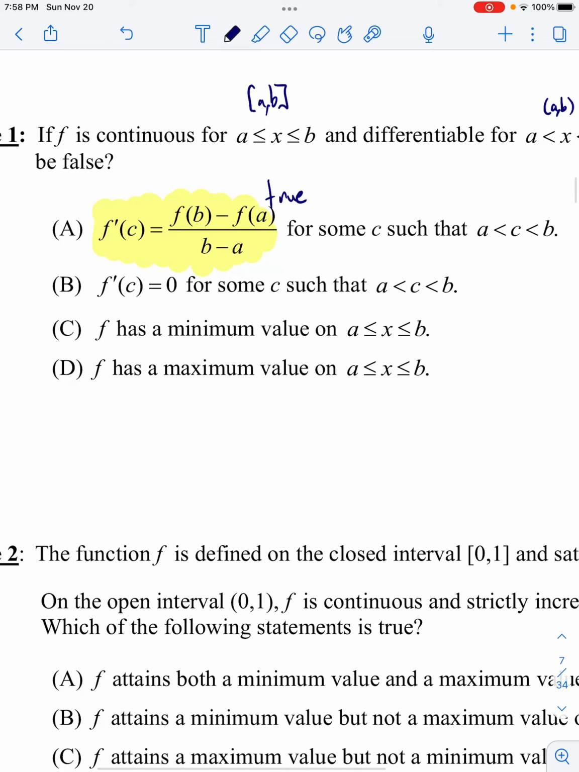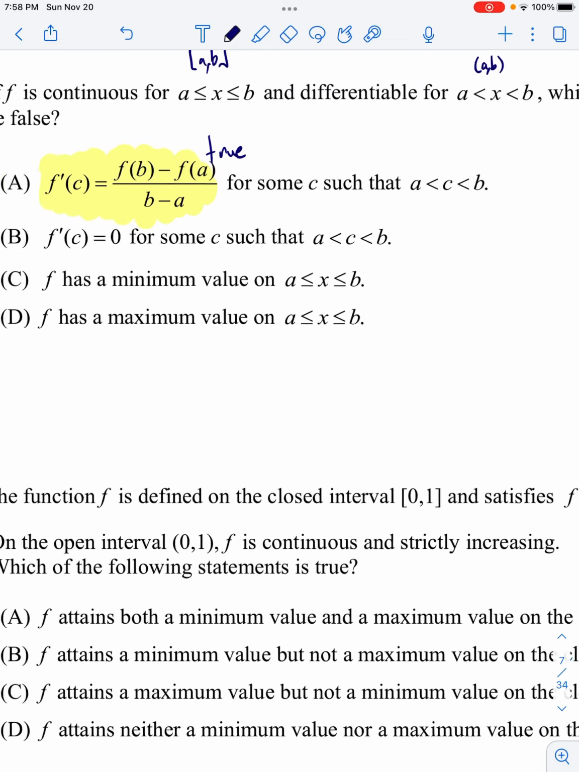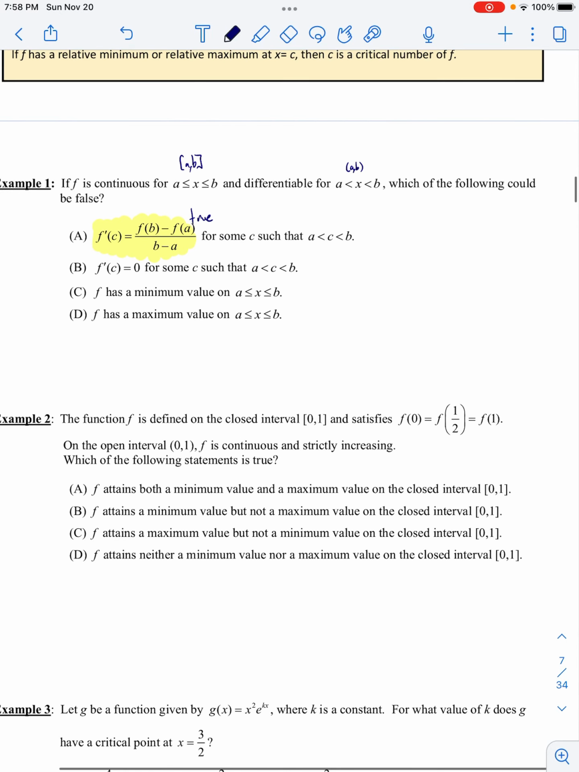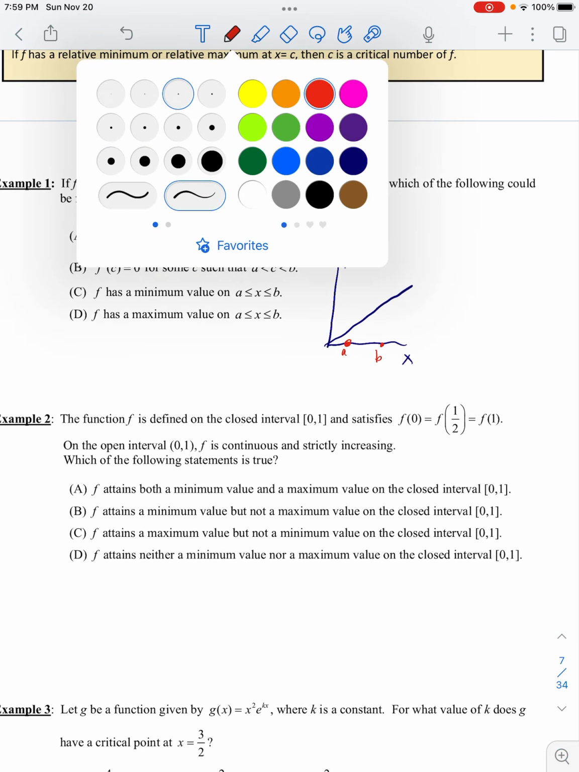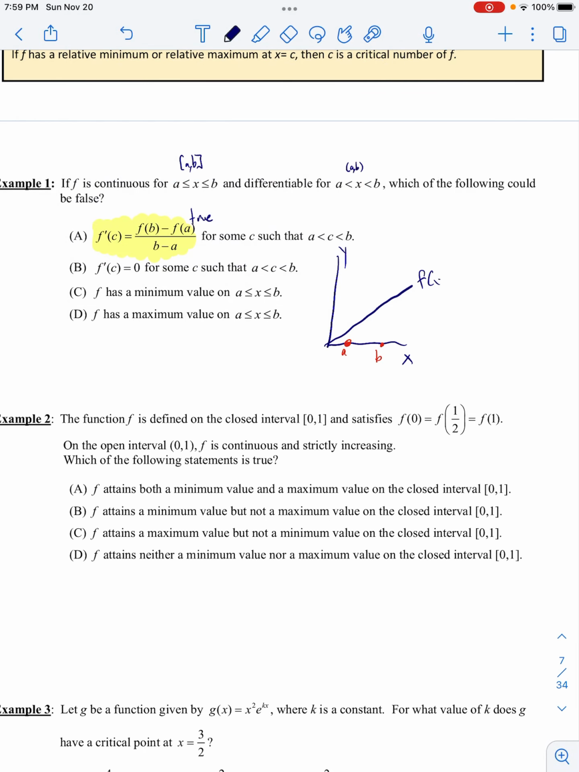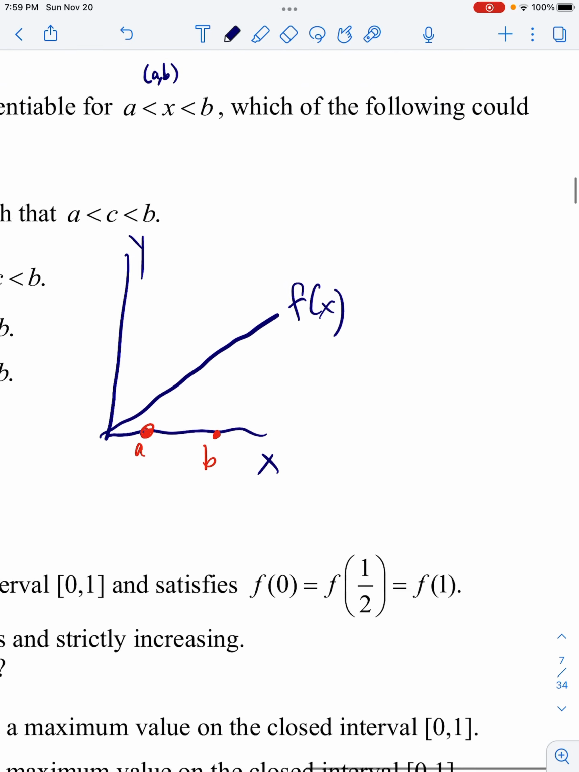Here you go. F prime of C equals 0 for some C such that A is less than C, which is less than B. That's not true, actually. And I can draw a counterexample right now. Let me draw some coordinate axes, okay? Let's just draw this line here, okay? And there, let's mark off an interval, let's say from A to B, all right? Here's a function. Here's an interval.